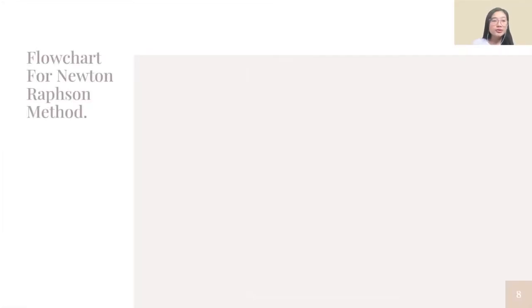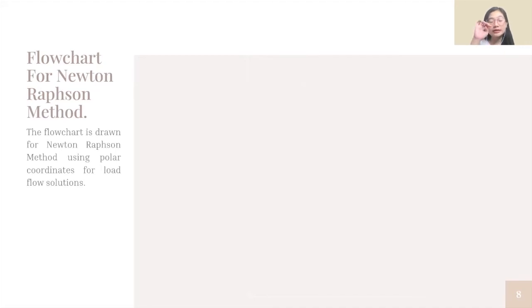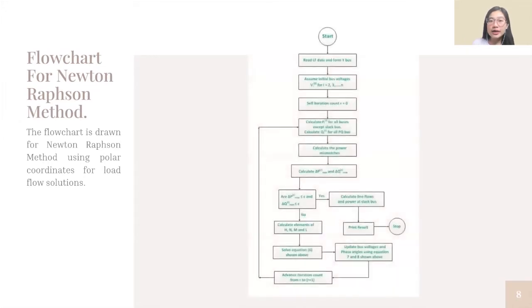Now we are going to look at our flowchart for the Newton-Raphson method, because this flowchart is drawn for the NR method using the polar coordinates for load flow solutions. If I am not mistaken, usually this is used for programming in digital computers, but since it has the same process, this is also the process that we are going to use later manually in solving for the first iteration of a two-bus system. So here we are going to start off our program with the start.